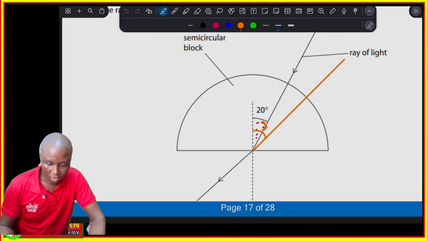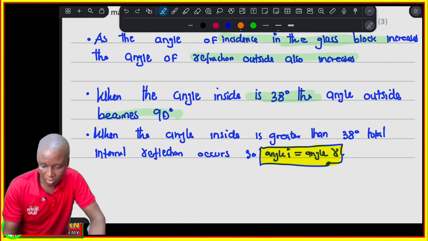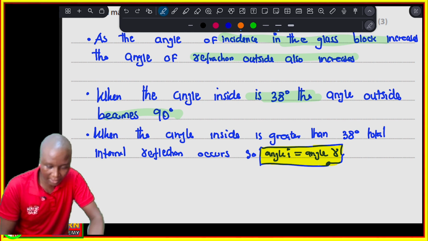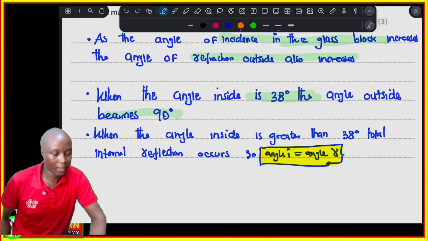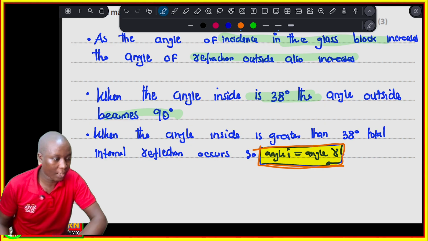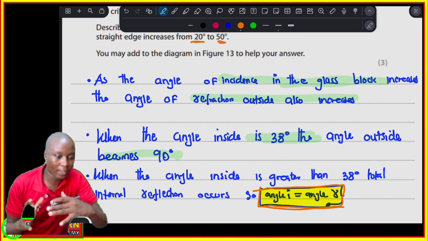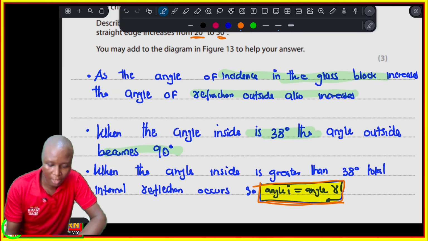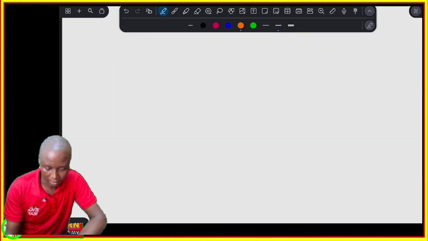Okay, so once you have mentioned that, you are also to complete by saying when the angle of incidence is greater than 38 degrees, then total internal reflection will occur. Then in such a case, the angle of incidence is going to be equal to the angle of reflection. So you are supposed to state those points in that particular order so that you could earn the three marks.